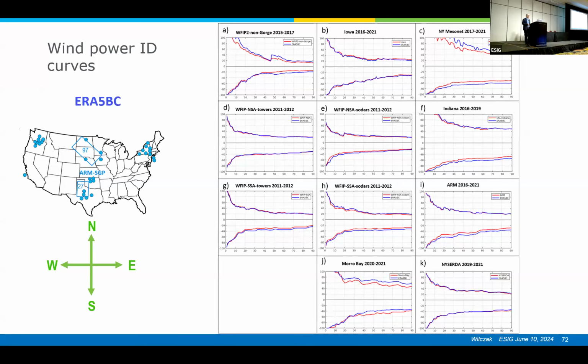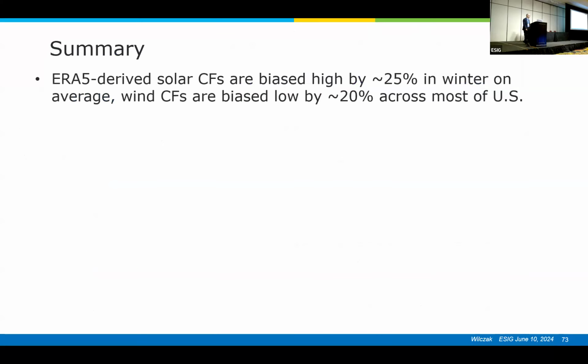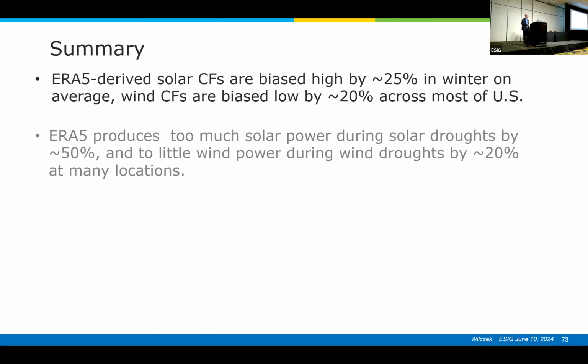And after applying the linear bias correction, you do a much better job on these wind and solar energy drought events. So in summary, I'd say that the ERA5 derived solar capacity factors have been biased high by about 25% in winter. On average, the wind capacity factors are biased low by about 20%, so in opposite directions.